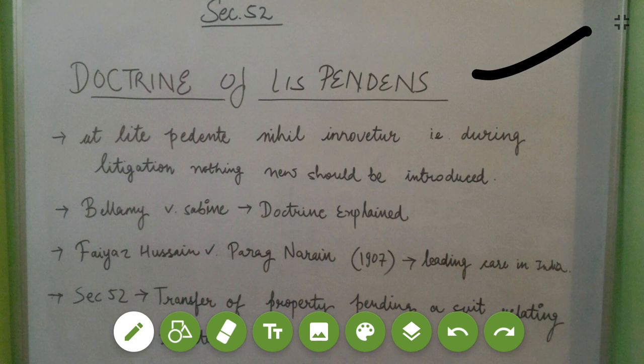जब भी कोई litigation pending होता है court में किसी भी property को लेके, तो दोनों लोग यानी the transferor and the transferee cannot transfer the property, okay, without the permission of the court.